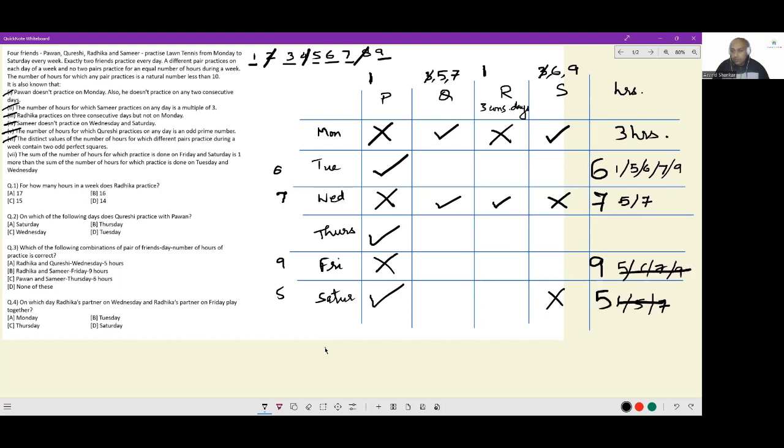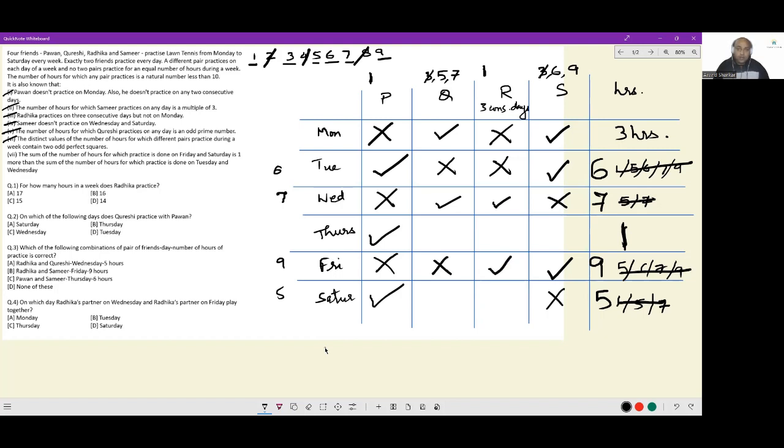Let me get rid of all this. Also, as soon as we know this is 6, we also know this is 1 hour now. That was the only number left. As soon as we know this is 6, it has to be with Samir. So this is done. This is gone and this is gone. Then again, this is 9. This has to be here. Now, Samir's pairing with Qureshi is known. Samir's pairing with Pawan is known. So, Samir's pairing with Radhika is only left. So, this is also gone.